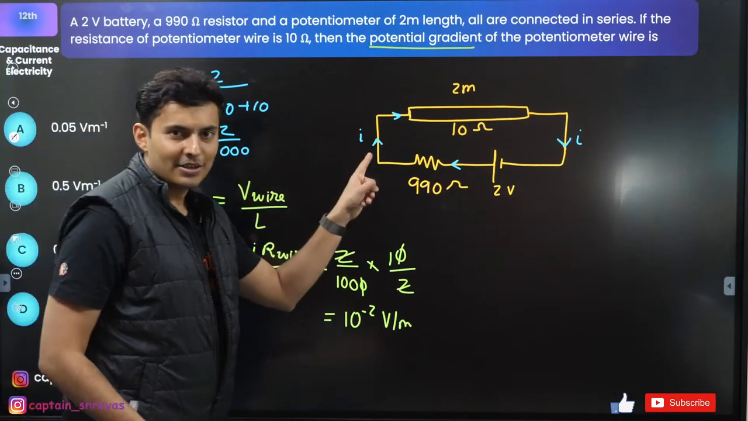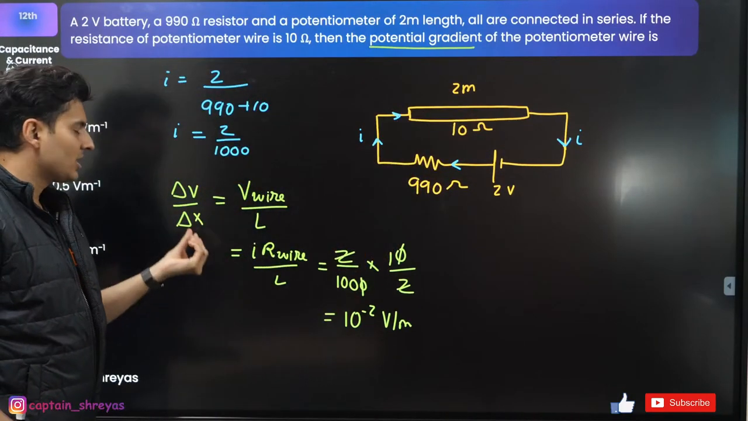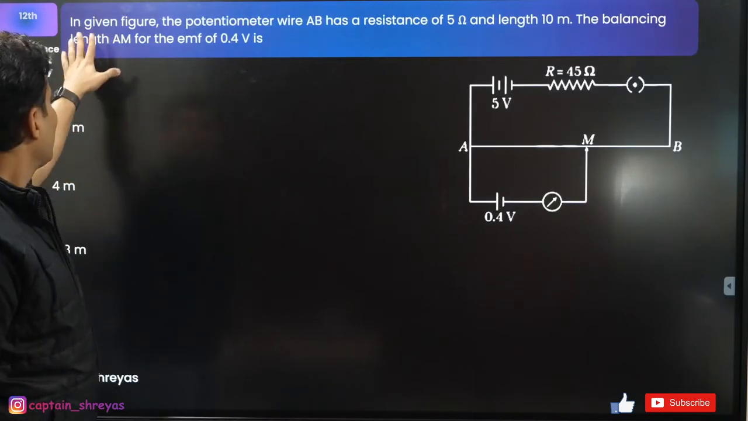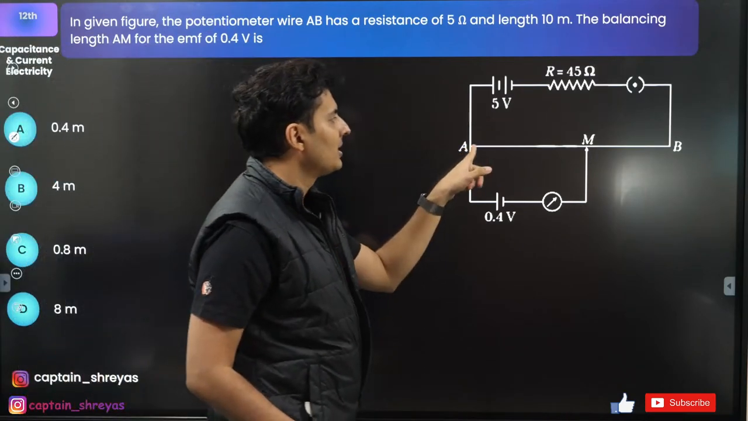So, finding current, finding voltage. Voltage by length is voltage gradient. Simple. Let's do one more question on this. In the diagram, this wire has a resistance of 5 ohm.